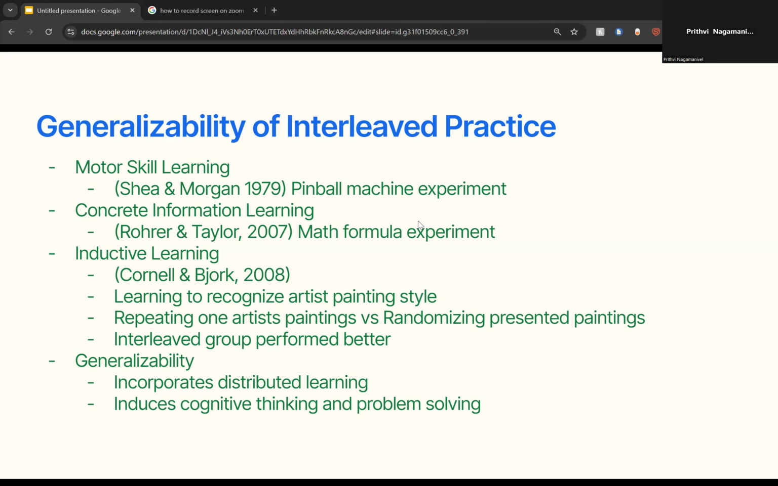So it's extremely generalizable to students with different schedules and different learning abilities as well, because it incorporates distributed learning. All it requires is some goal setting and some planning, and it would prevent students from being overwhelmed. It also induces cognitive thinking and problem solving skills. So rather than just regurgitating information, it would have students truly understand the information that they're learning.